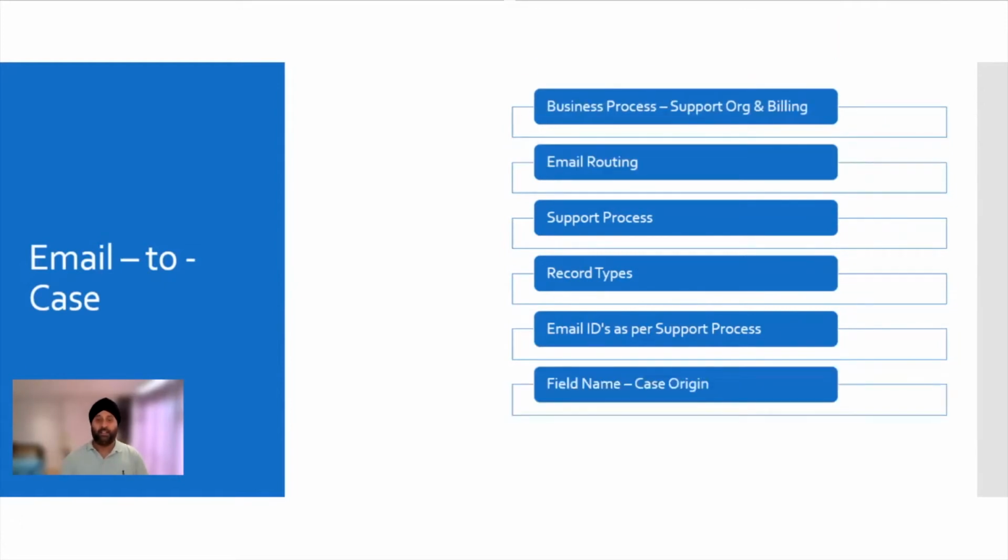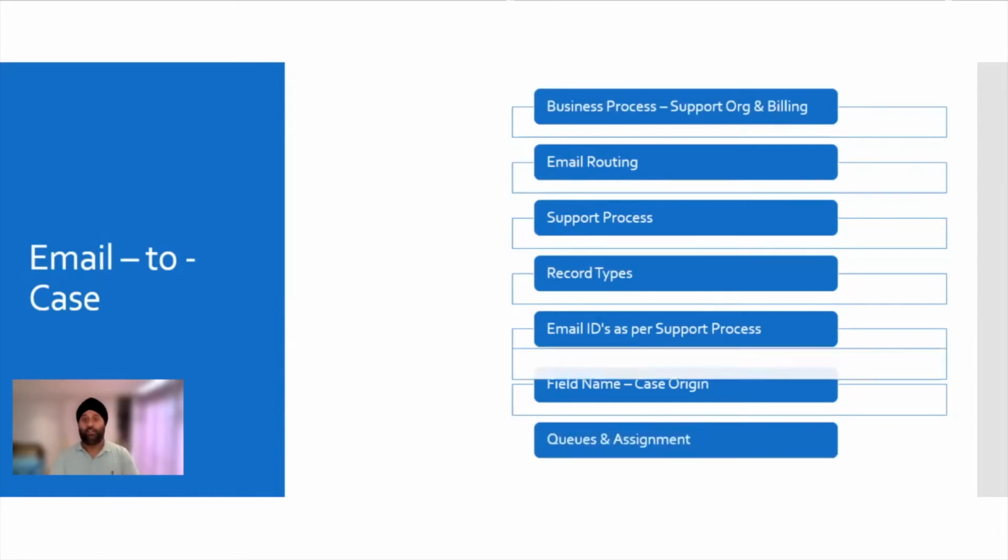Then case origin. When those emails come to the case, do I want to know whether it came from support org or from billing? That way I can trigger on it in my case. These are two different things. The origin helps me in future reporting, so we can track dashboards, reports, and list views based on that.